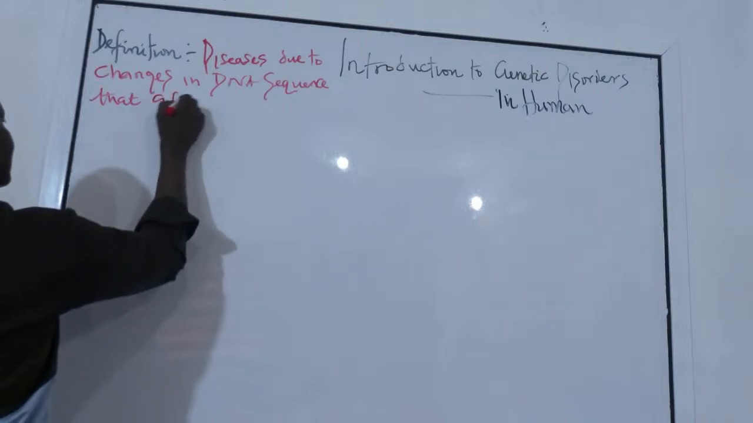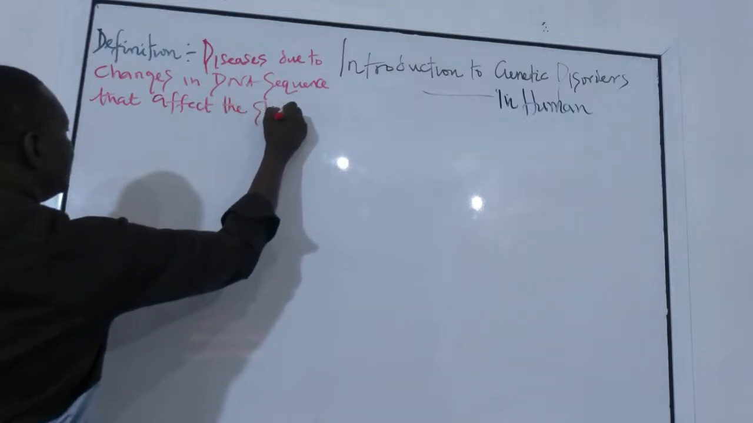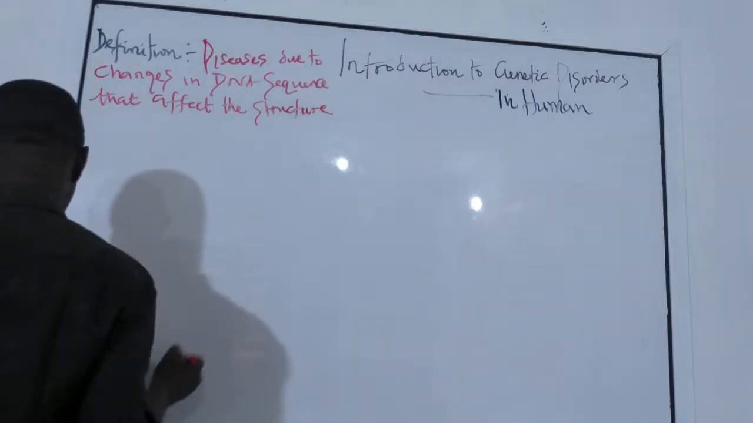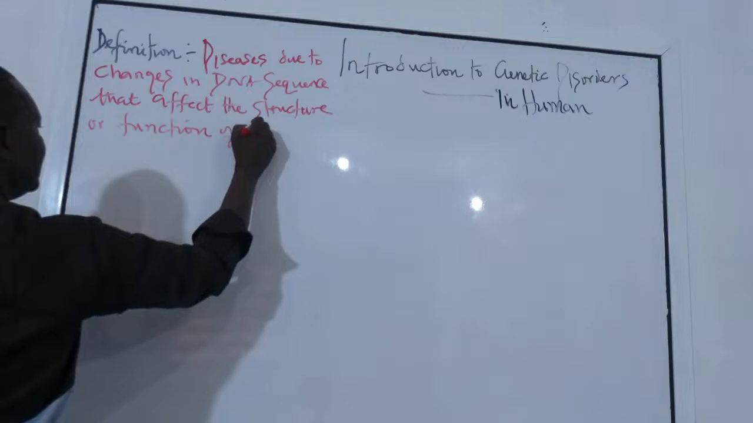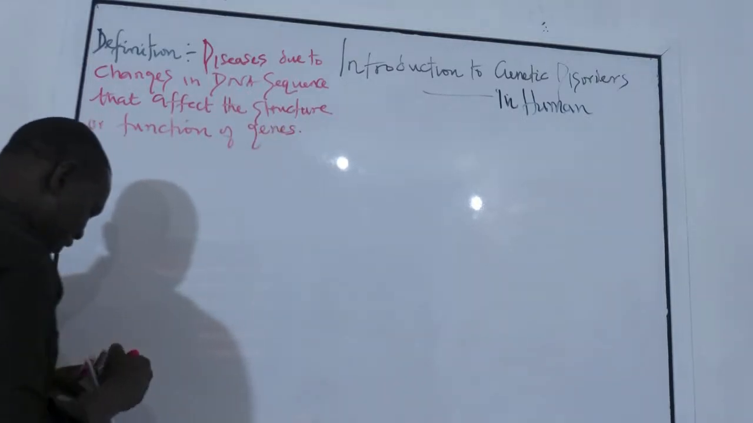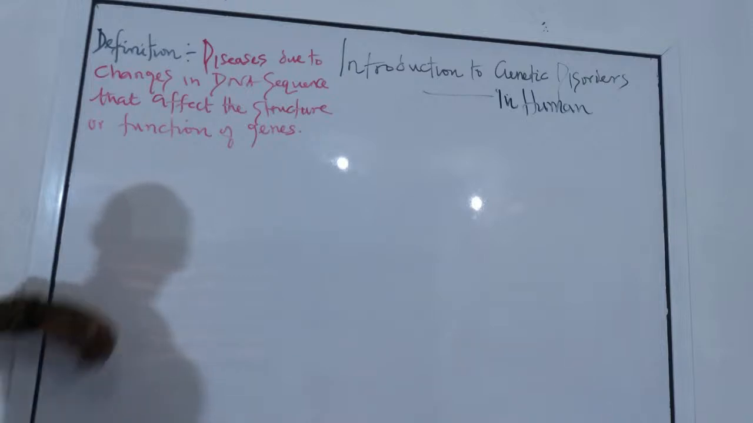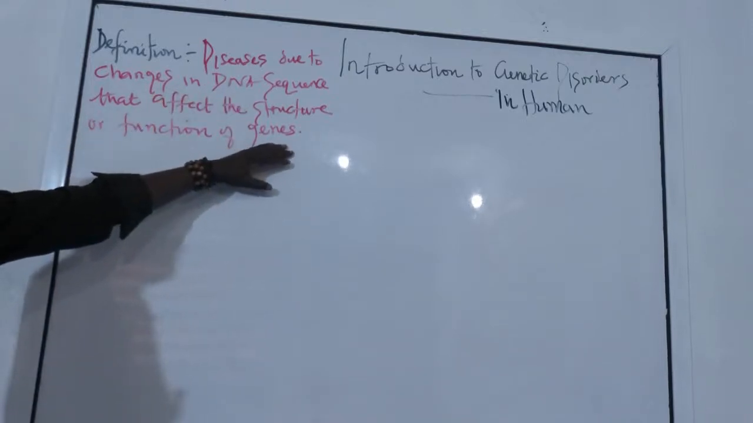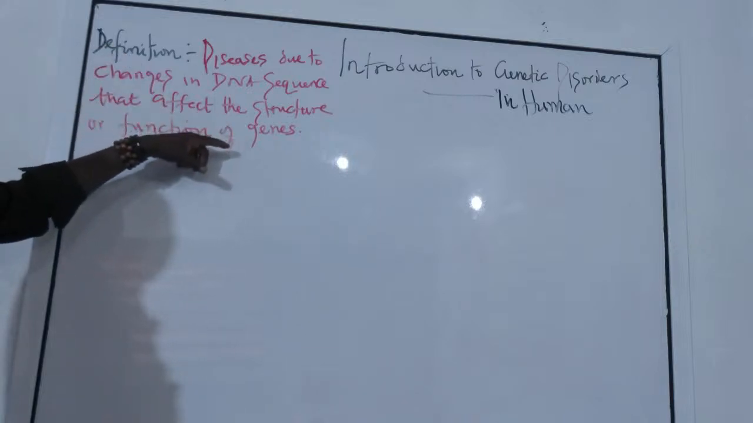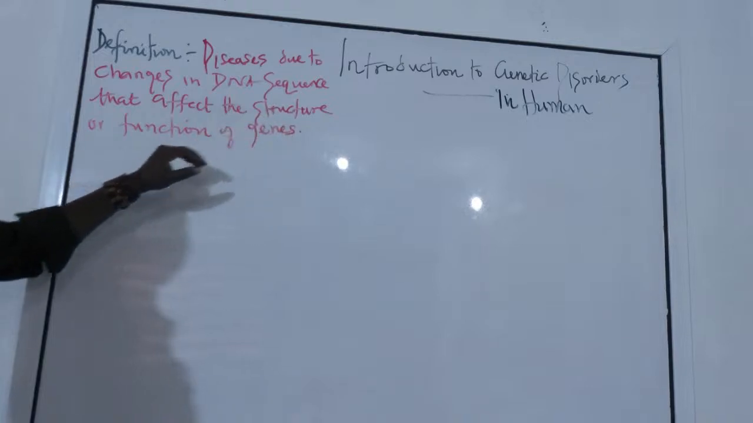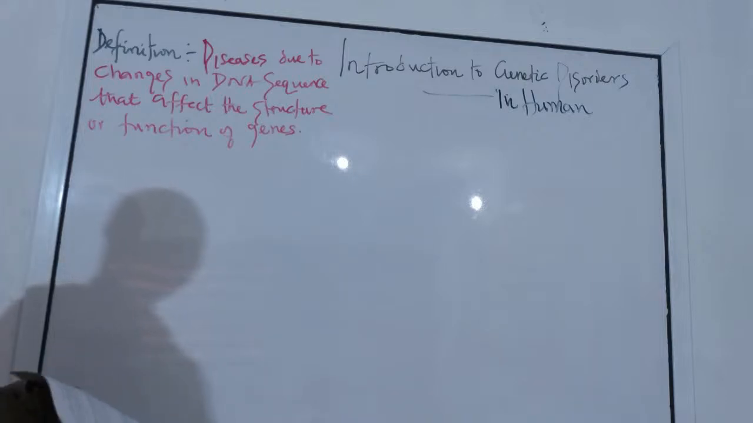That affects the structure or function of certain genes. Don't forget what genes are. Genes are segments of DNA. So whatever affects the DNA might, and is going to, affect the gene at a point in time, and this effect might affect the structure and the functionality of that gene. We are going to see some basic examples of this.